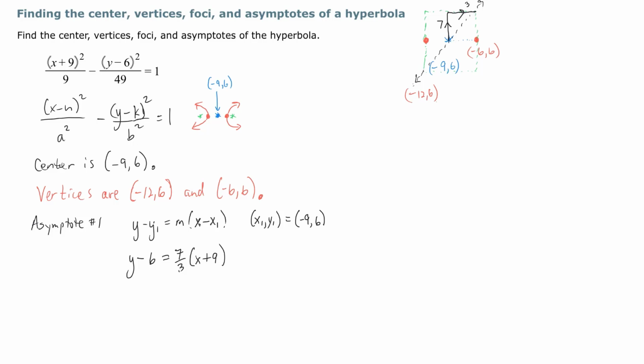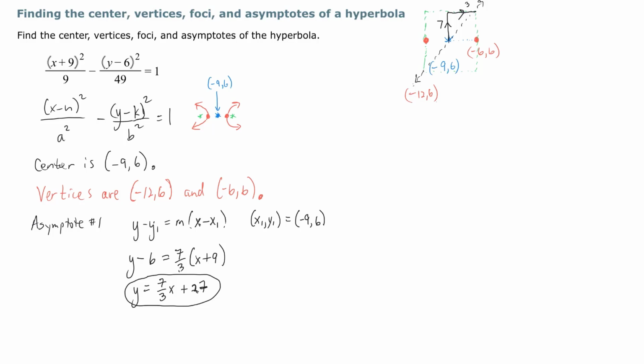And if you wanted to, you could put this in y equals mx plus b form. It's not a problem. So we're going to add 21 and then add 6, so 27. So there's one of the asymptotes. The other asymptote would have what?